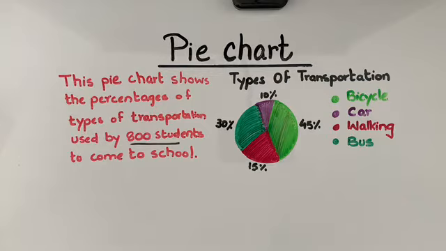Here is another pie chart. This pie chart shows the percentages of types of transportation used by 800 students to come to school. Here, 15% of the students out of 800 students walk to school, while 30% of the students come to school by bus, 10% of the students use their cars to come to school. The biggest percentage in this pie chart is 45%. 45% of the students use their bicycles to come to school.